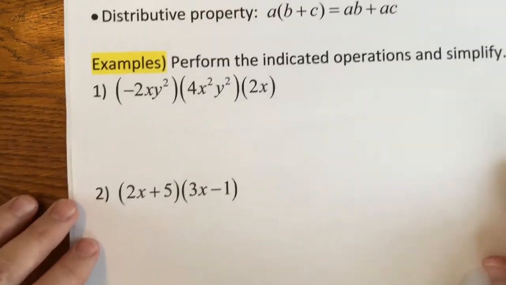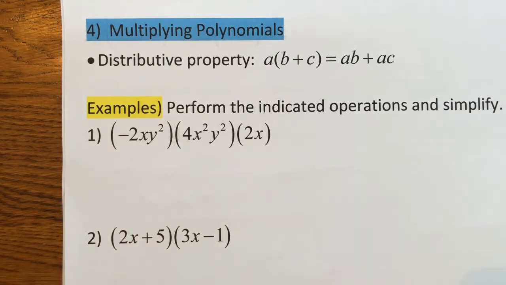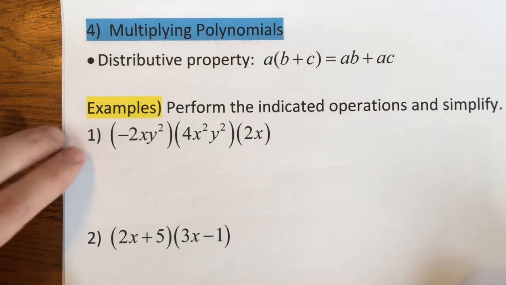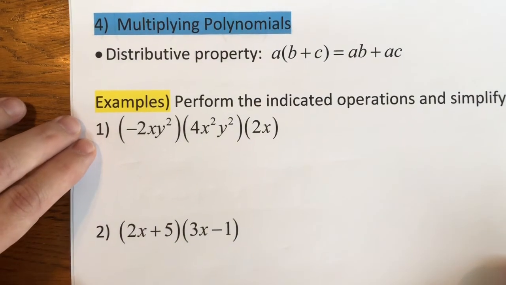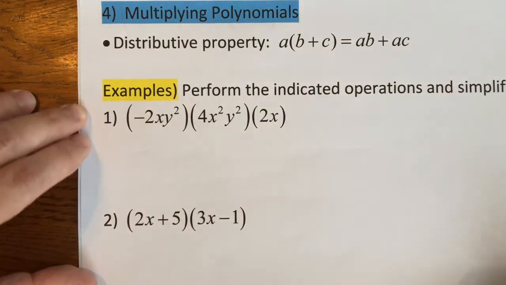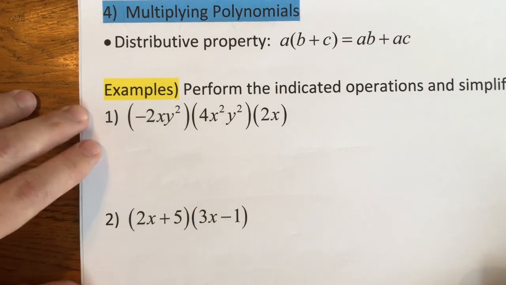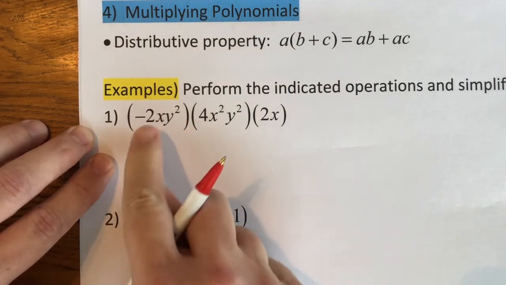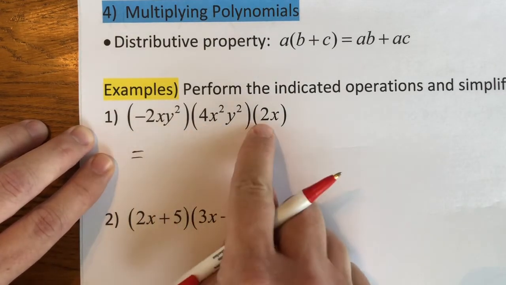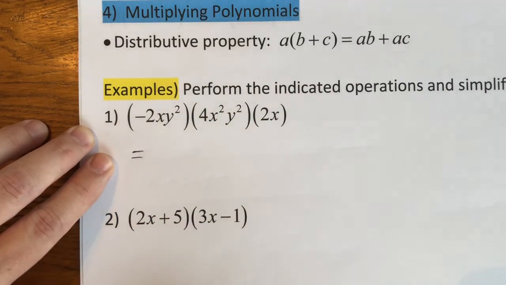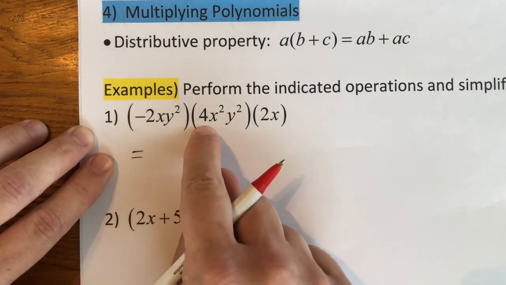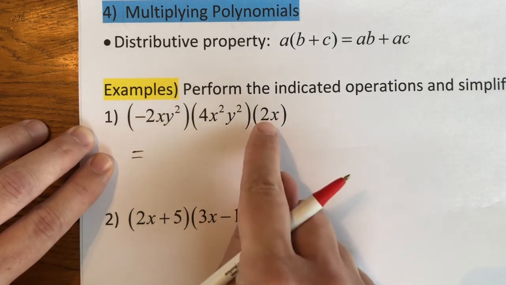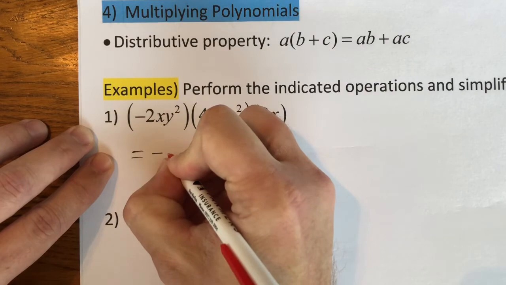The next thing we want to do is look at multiplication of polynomials. So within that, we're going to talk about the distributive property at some point here. And in number one, we don't need to use the distributive property. There's nothing to distribute. We're just going to be multiplying these three terms together. Okay, so how do we do that? Well, first thing we're going to do is look at their numerical coefficients. All right, so we have -2, 4, and 2. We've got to multiply all three of those numbers together. So -2 times 4 is -8. Then -8 times 2 is -16.